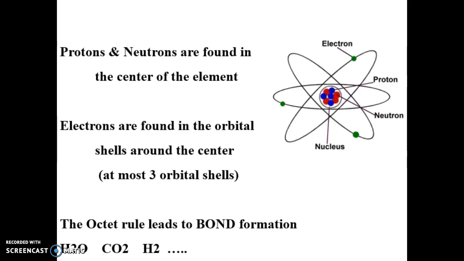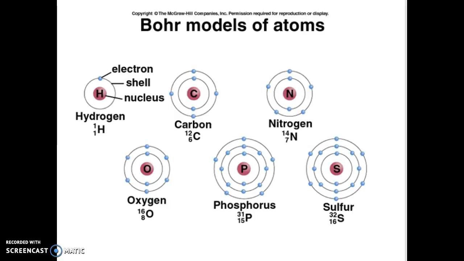So with the octet rule, the number of electrons sitting in the outermost orbital ring is trying to reach a certain level. That way the outer ring is complete and the electrons fill every space in the outer ring or outer shell, and that element is stable. So let's take a look at the common ones that we're going to talk about. Hydrogen, carbon, nitrogen, oxygen, phosphorus, sulfur, or CHONPS.